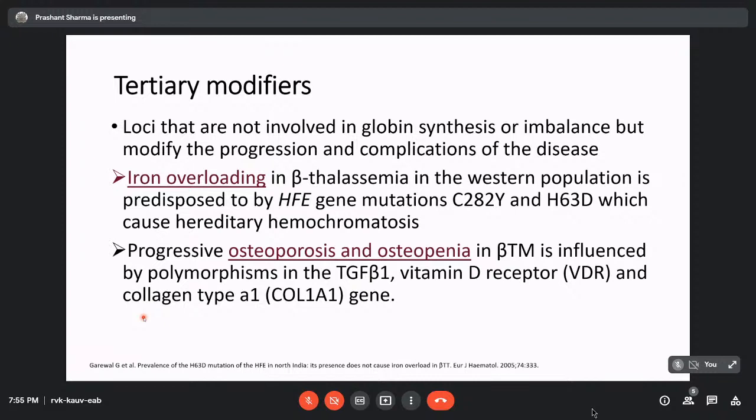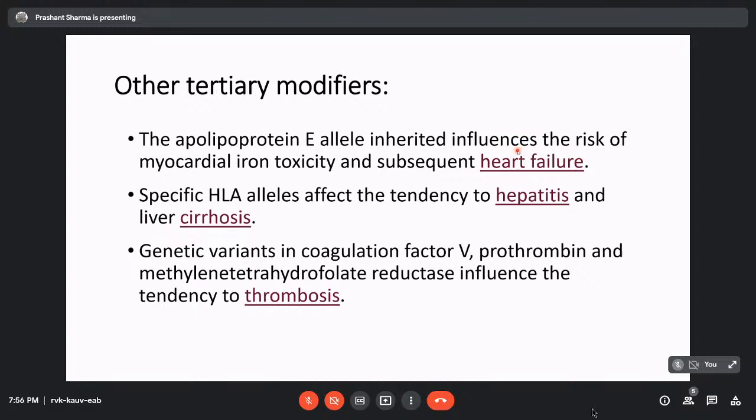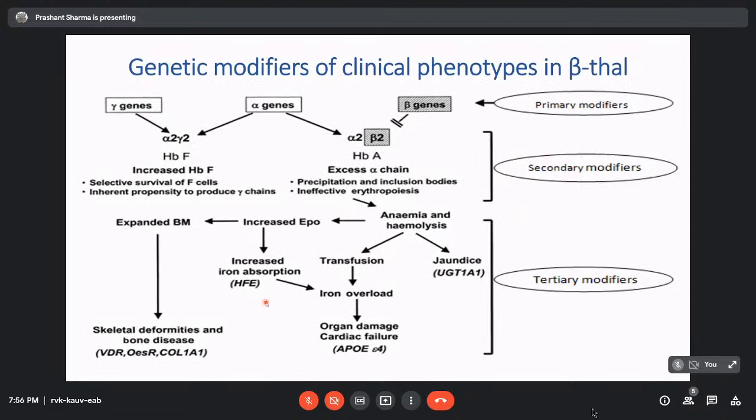In addition, the risk of heart failure, one of the leading causes of death in these patients, is influenced by the genotype of apolipoprotein E that the patient has inherited. There are specific HLA alleles that affect the tendency to hepatitis and liver cirrhosis. And the many, many polymorphisms that control a person's prothrombotic influences also influence the tendency to thrombosis in these patients. So this is a summary diagram of the genetic modifiers of phenotype in beta thalassemia.